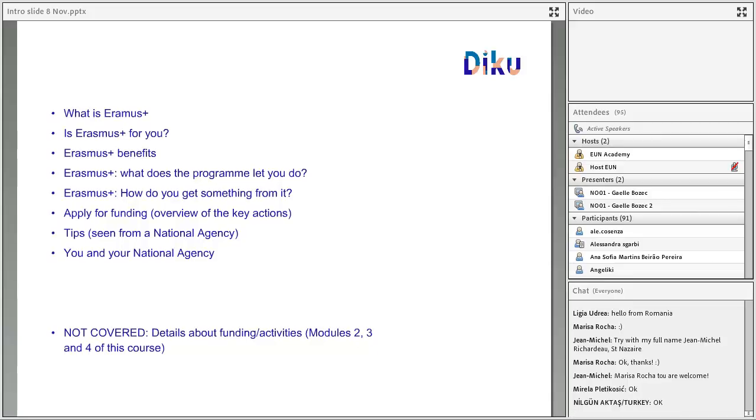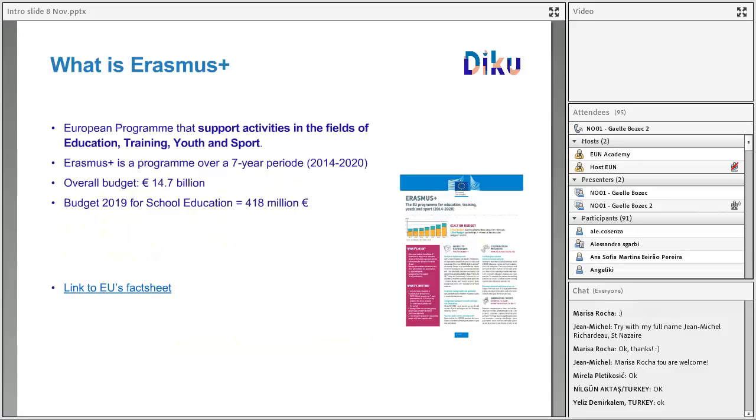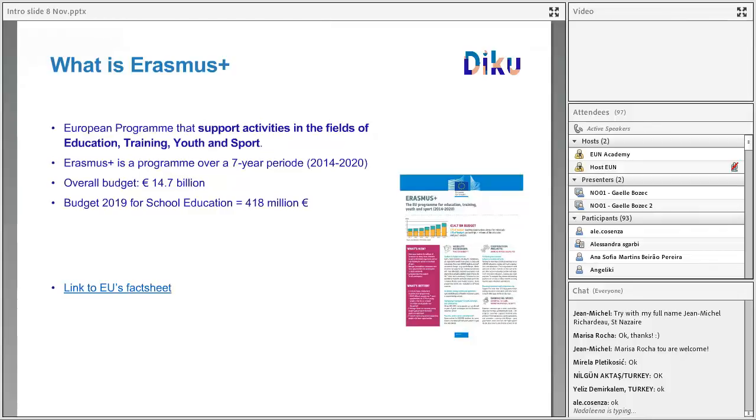So here, what is the Erasmus Plus program? The Erasmus Plus program is the biggest supporting program when it comes to education, training, youth, and sport. It's the biggest program in the world, actually. There is a lot of money involved, an overall budget of roughly 14.5 billion euro over 7 years. And the budget for 2019 for school education is over 400 million euro.